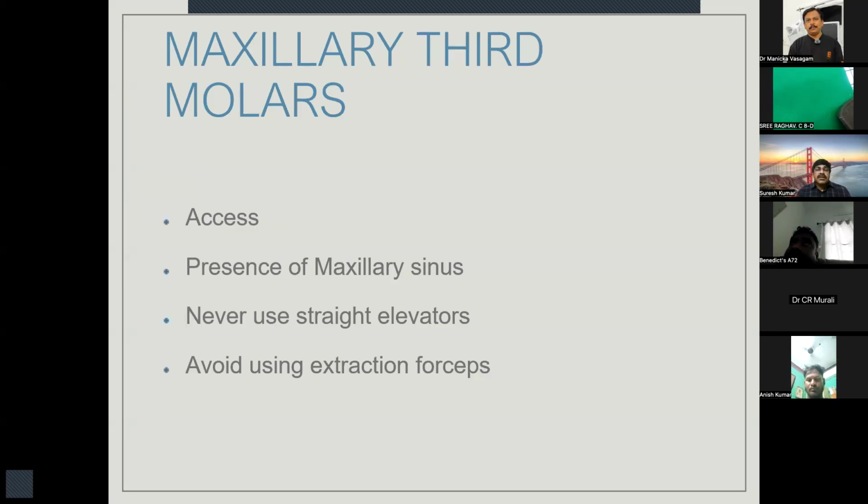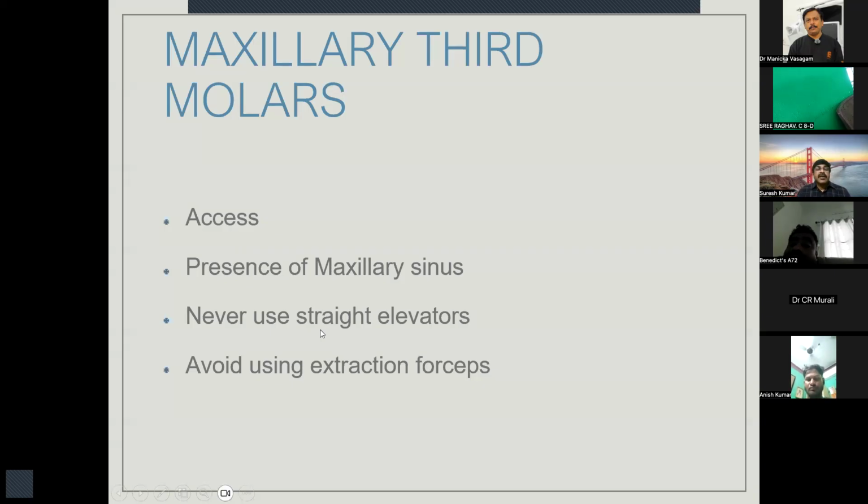Maxillary third molars, though they might appear simple, sometimes become extremely difficult because of the access. It's not like the lower third molar, which is in direct vision. Here you have to retract with a lot of retractors. Your assistant should be really good when you want to visualize the upper third molar impaction properly. And another complicating anatomical structure is the maxillary sinus.